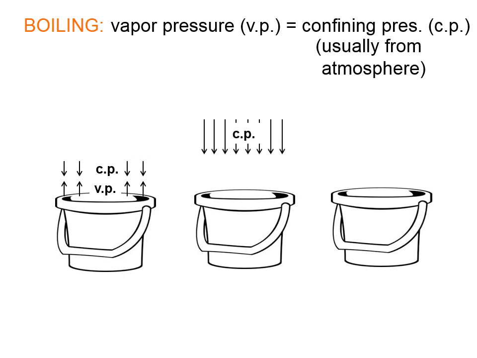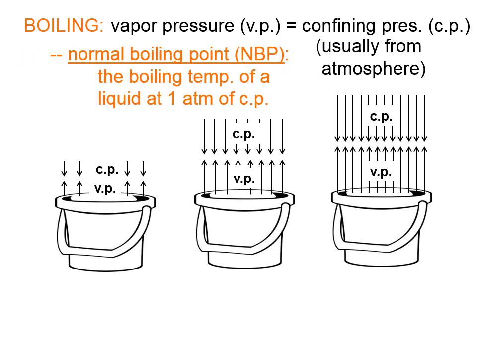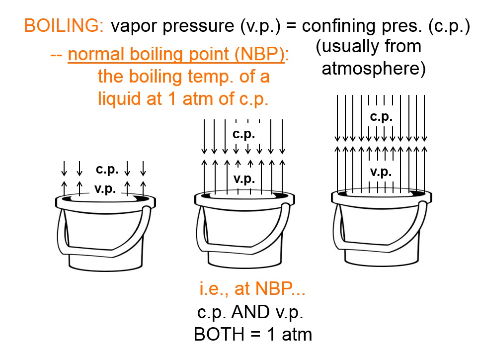In the middle bucket, the confining pressure is larger. We would have to heat this liquid to a higher temperature than that same liquid on the left in order to get the liquid in the middle to boil. And if the confining pressure were even larger, we would have to heat that same liquid up even hotter in order for it to boil. The normal boiling point is the boiling temperature of a liquid at 1 atmosphere of confining pressure. In other words, at the normal boiling point, the confining pressure and the vapor pressure both are 1 atmosphere.